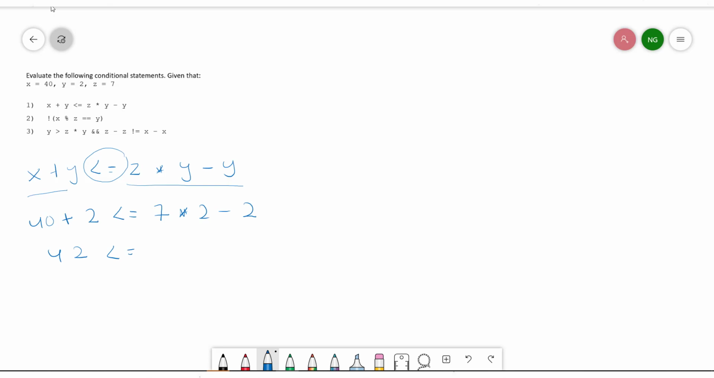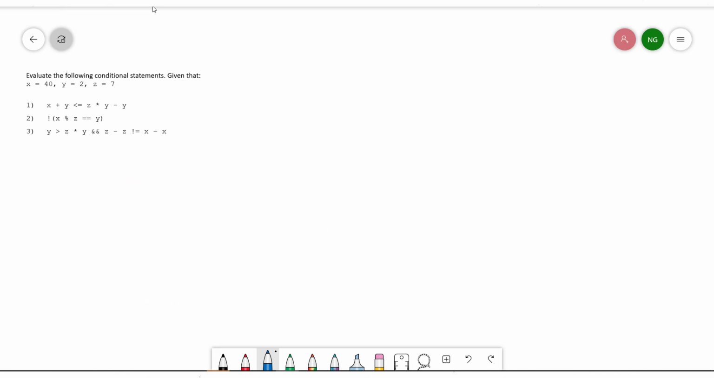Okay, so x plus y is 40 plus y is 2, less than equals to z, which is 7, times y, which is 2, minus 2. So 40 plus 2 is 42 less than equals to 7 times 2. Again, we'll do the multiplication first. So 14 minus 2, so 42 less than equals to 12. So then we'll do the comparison if it's true or false. So is 42 less than equals to 12? So this is false. Okay, so this is the answer for the first question.